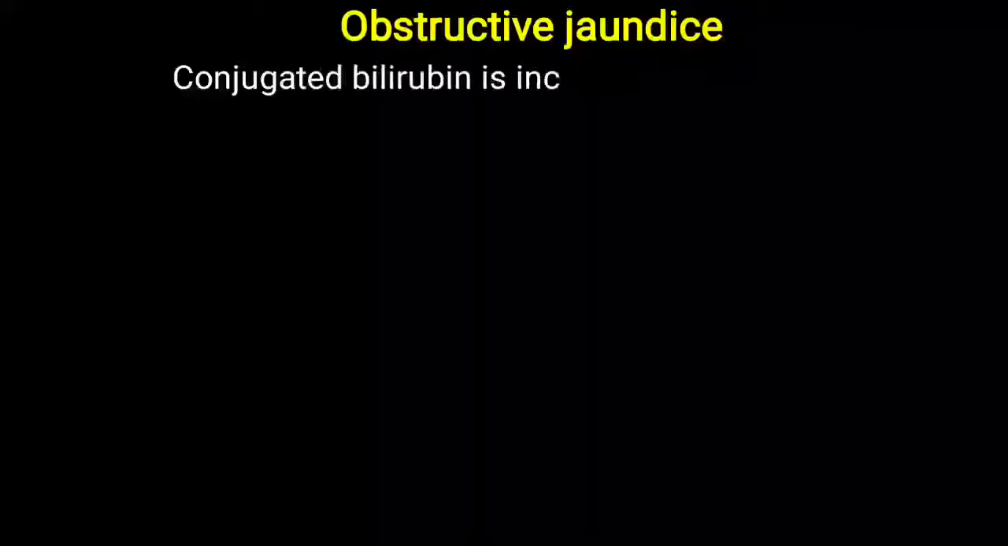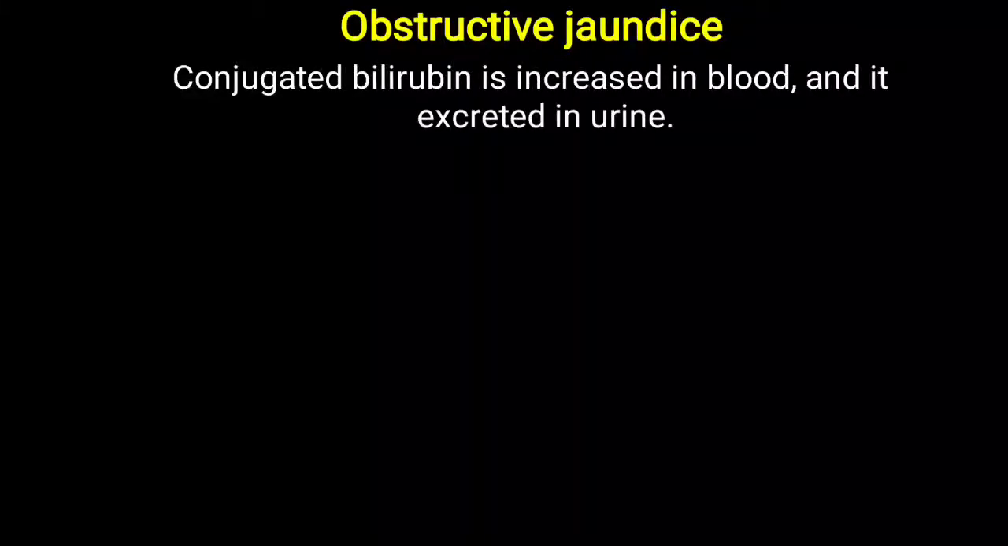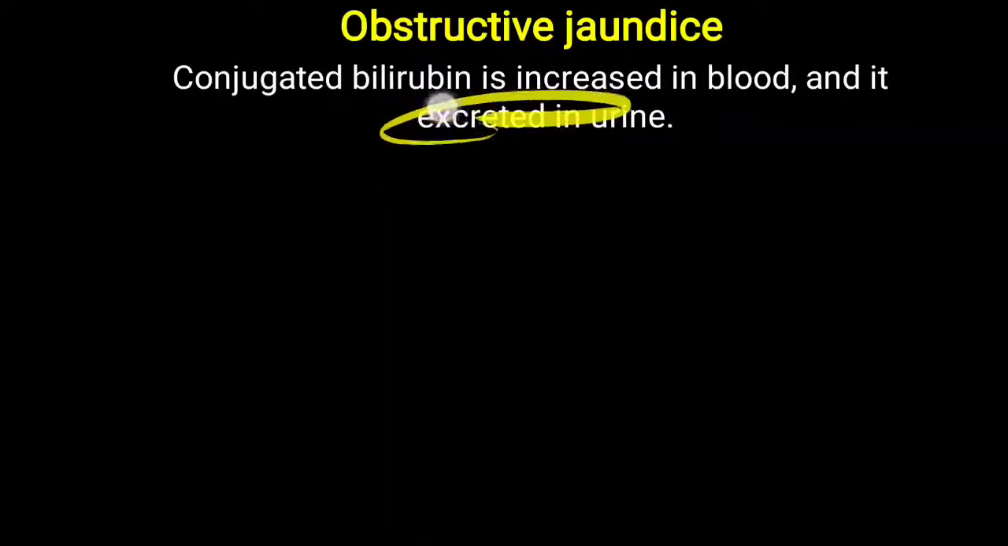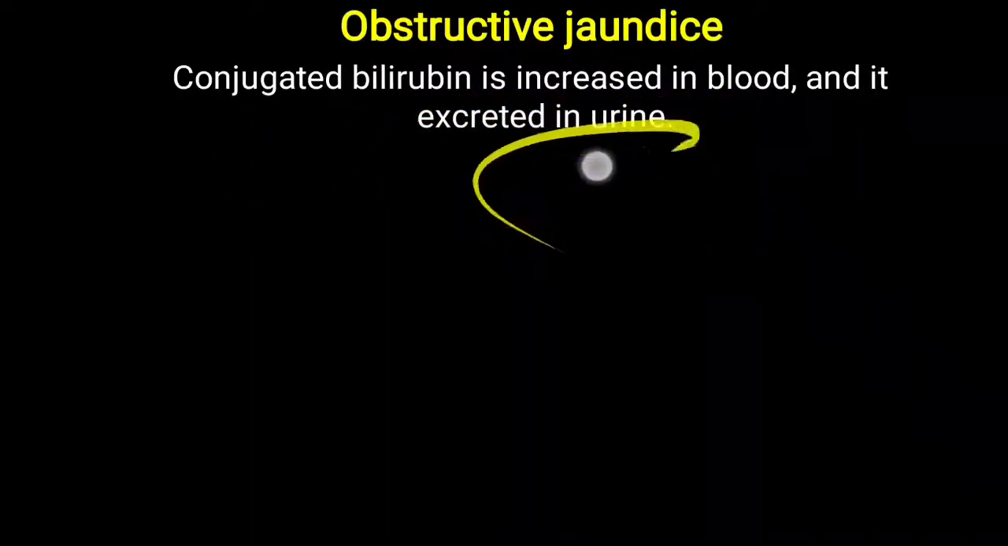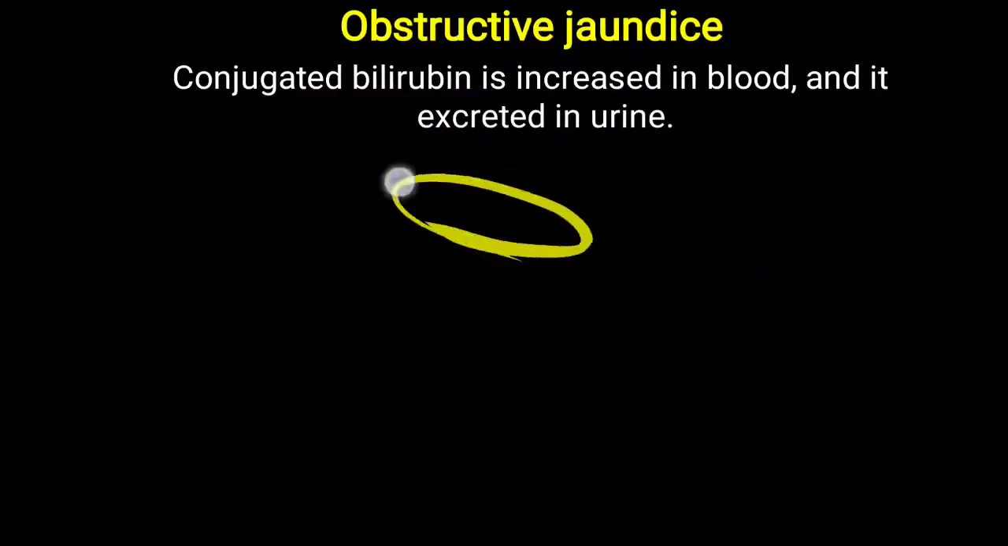Now the third important type of jaundice is obstructive jaundice. We have seen that when there is some obstruction from the gallbladder up to the intestine, conjugated bilirubin is increased in the blood, and that will be excreted in the urine. Because this conjugated bilirubin is water soluble, it can be excreted out in the urine.